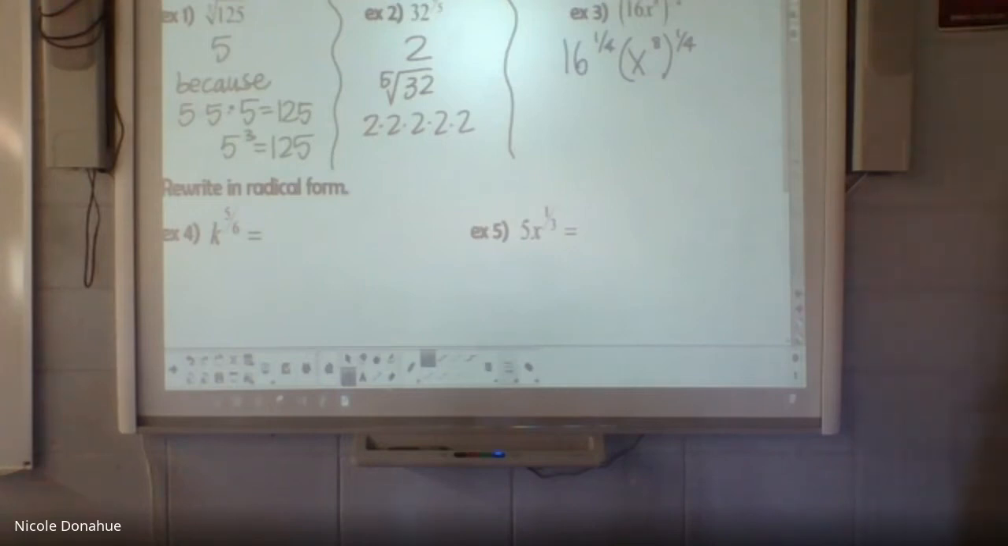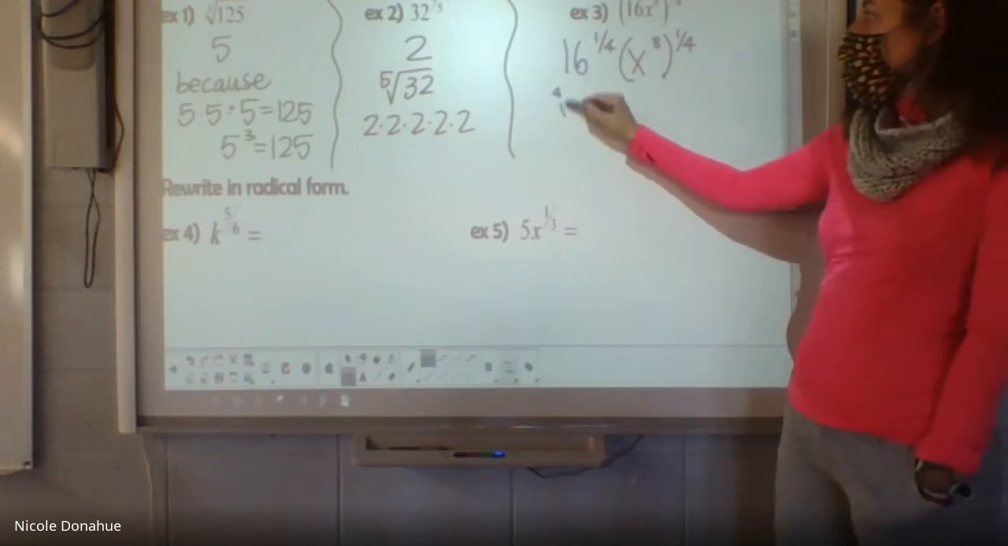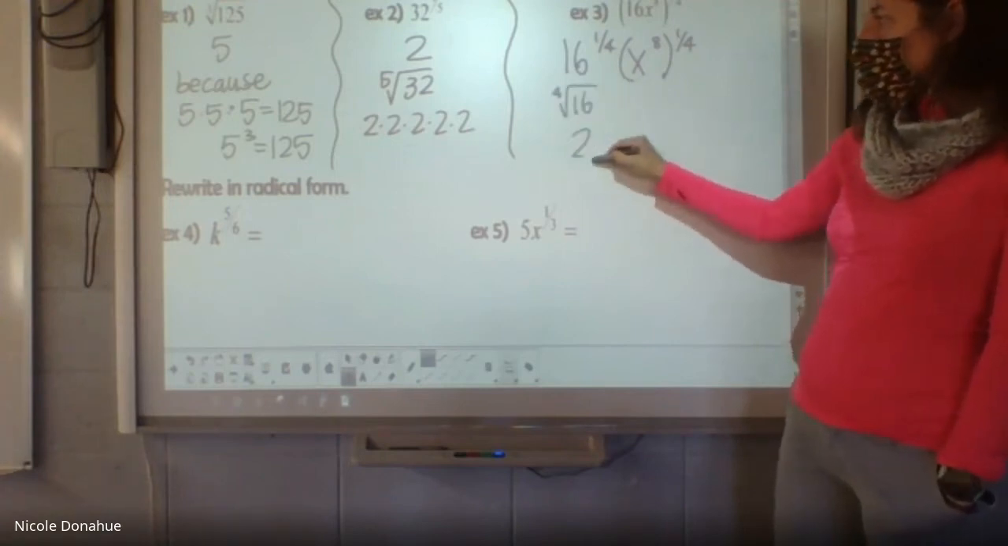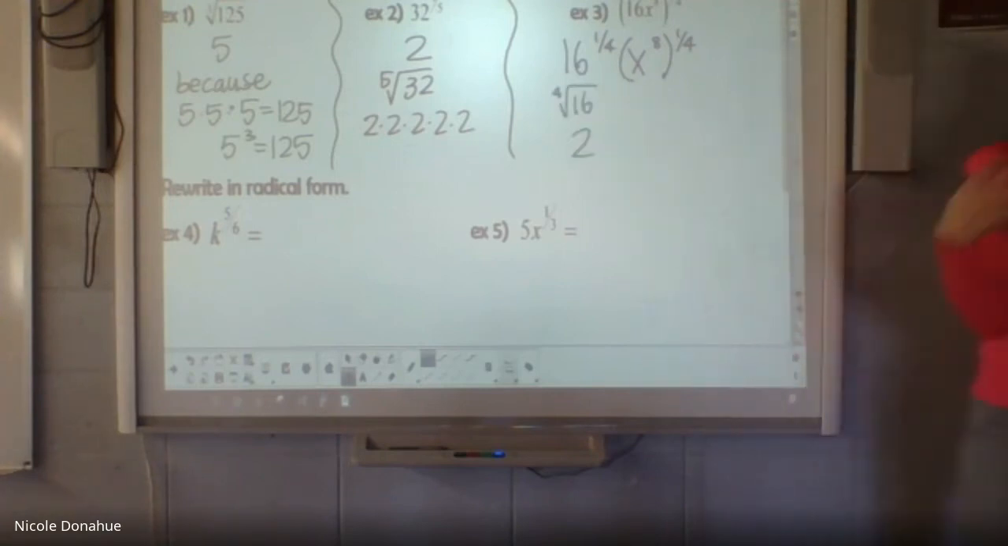16 to the 1/4, the 4th root of 16. So it's actually going to just be 2. It's some number times itself 4 times that's going to equal 16. And it's okay to put that in your calculator. I just want you to think about it as well and not just blindly do that.